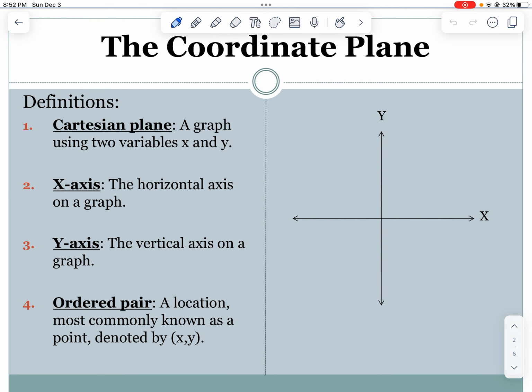Alright, so the coordinate plane is also known as the Cartesian plane. It's a graph using two variables, using x and y. The x's are on the horizontal, and the y's are on the vertical. An ordered pair, a location anywhere on this graph, point A we'll call it, is labeled by first stating how far left or right we go, the x coordinate, and then stating how far up or down we go, the y coordinate.